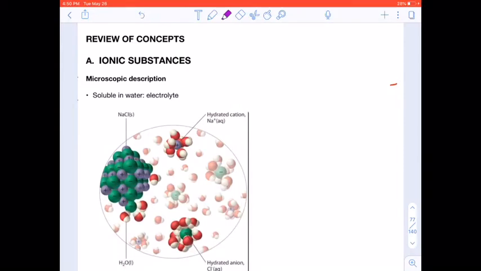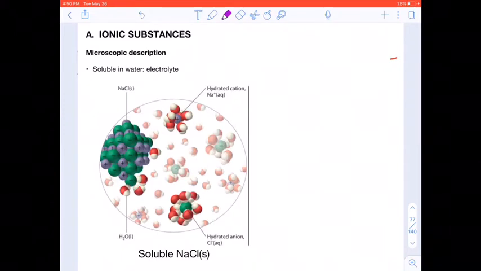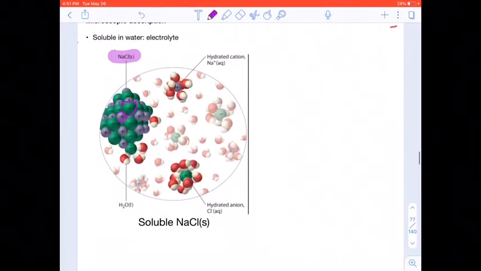Here we have substances that are soluble. A substance that is soluble in water is called an electrolyte. We have seen this in previous videos. We've got sodium chloride, which is made of sodium ions and chloride ions. We know that sodium chloride dissolves in water, and here's a microscopic description.